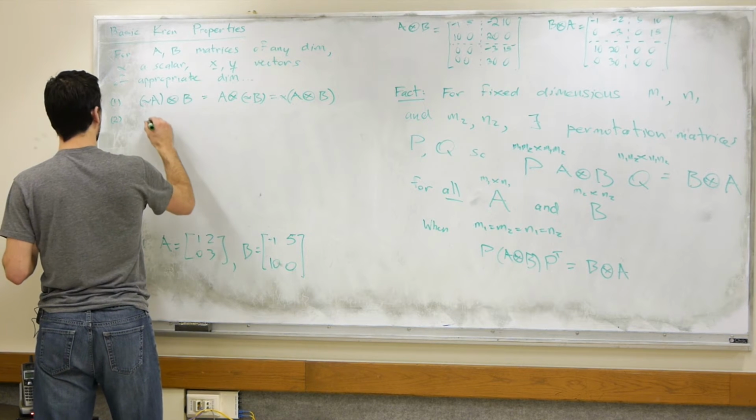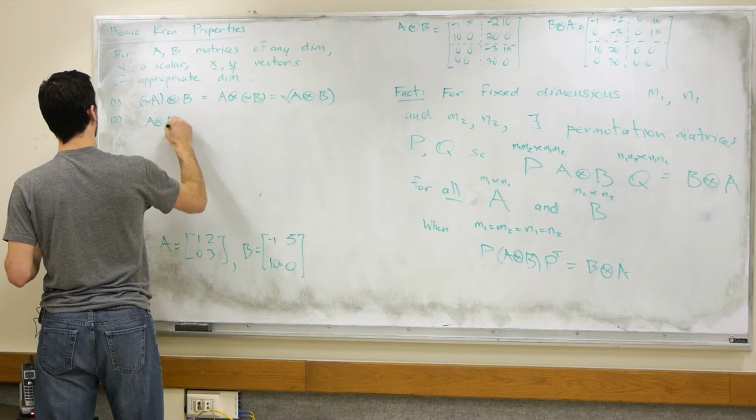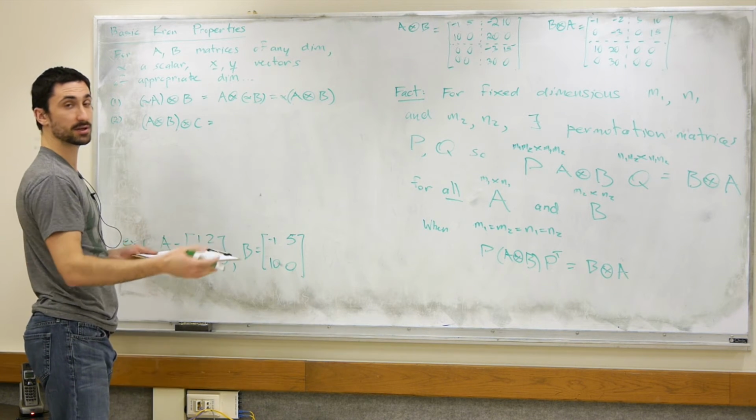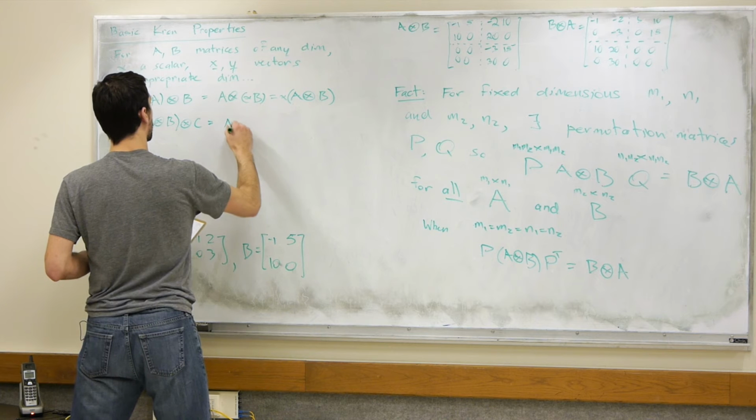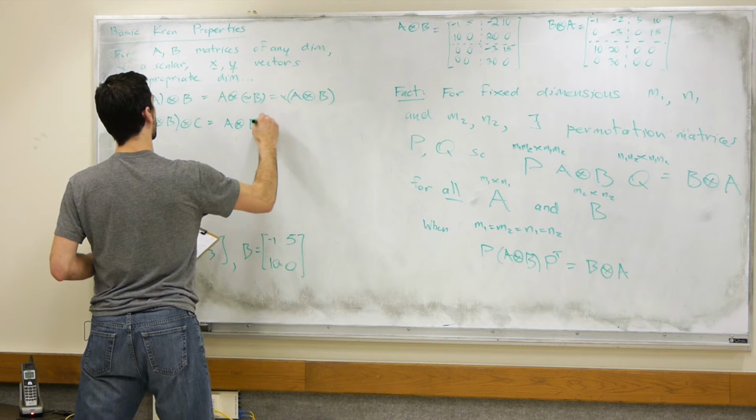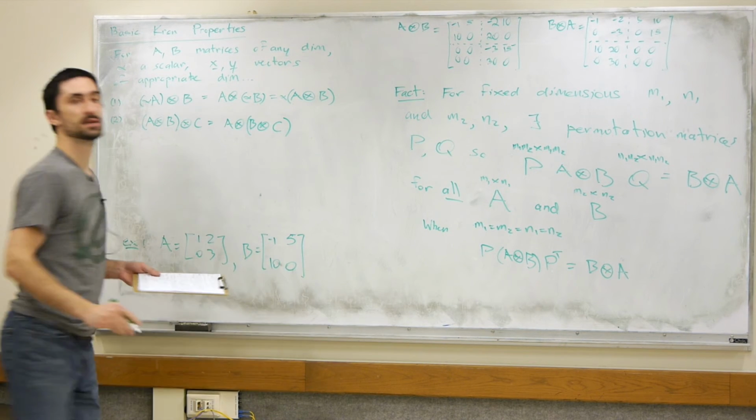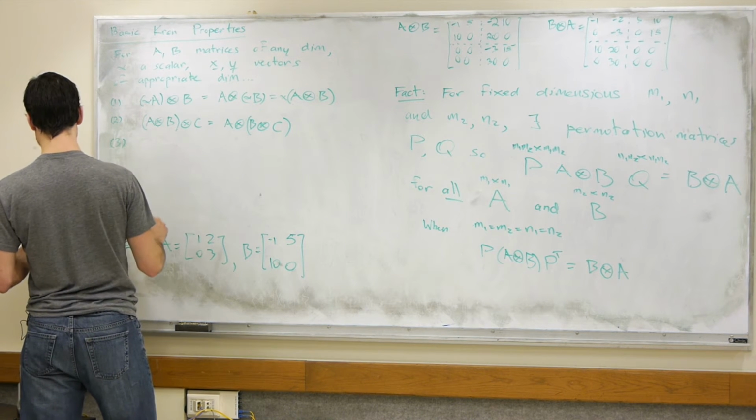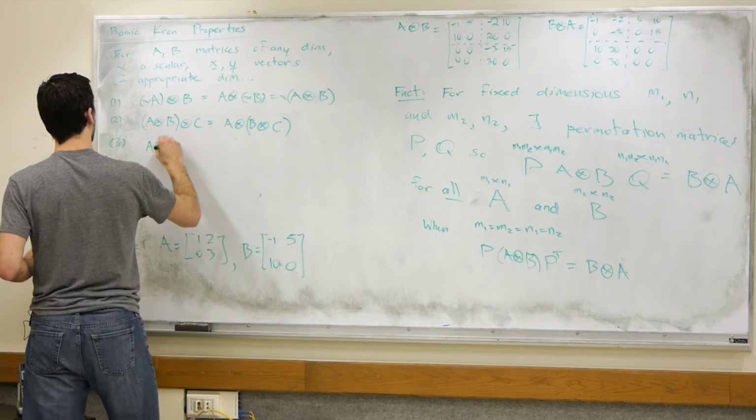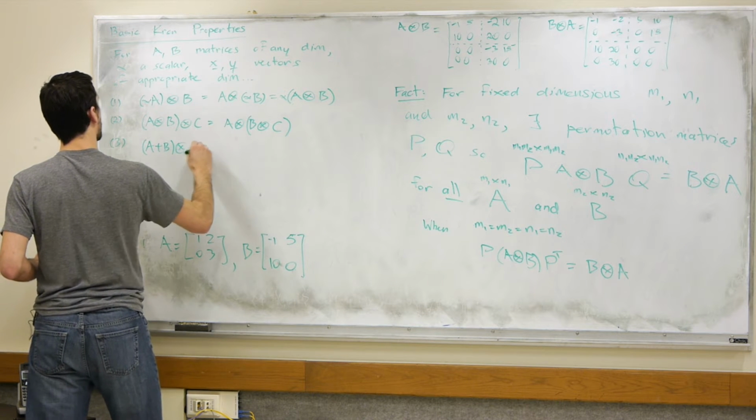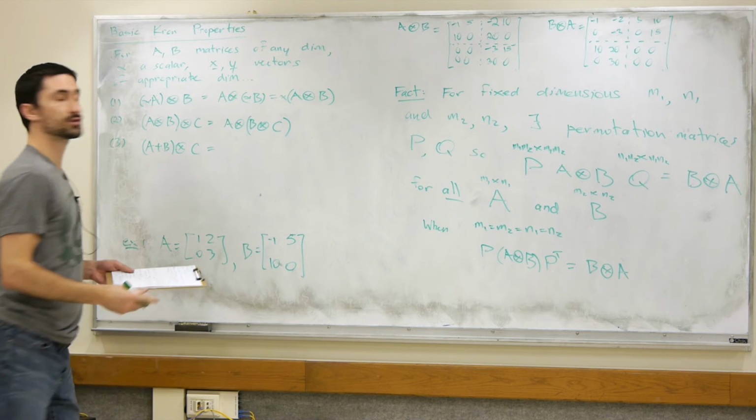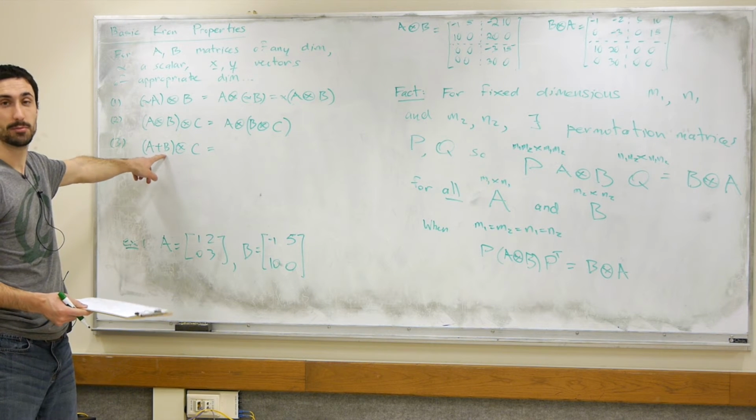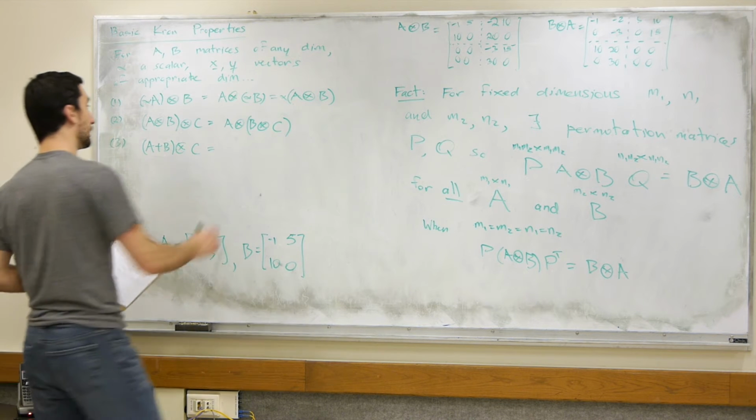We also have associativity of the Kronecker product. If C is some third matrix of any dimensions, then you can move parentheses how you choose. We also have that the Kronecker product distributes over addition. So here we have to assume that A and B are of compatible dimensions to be able to be added together.